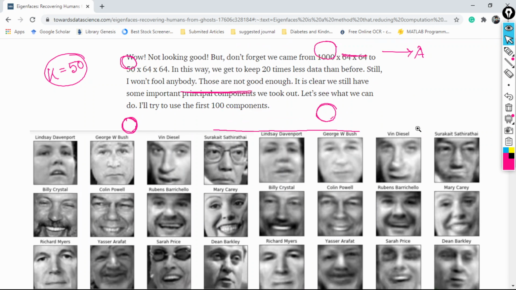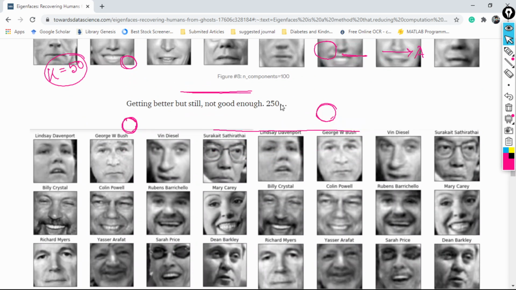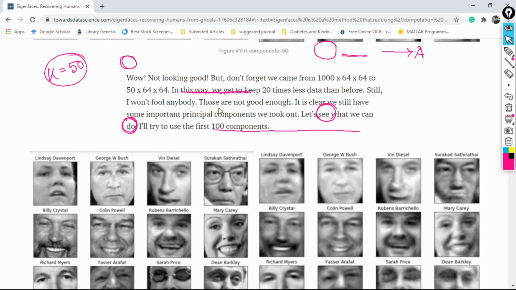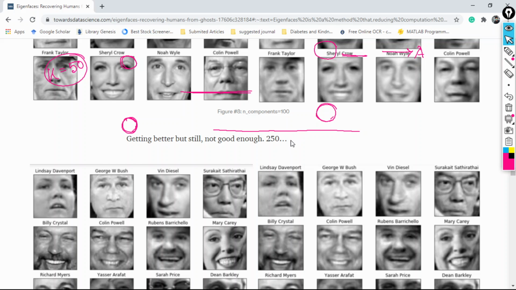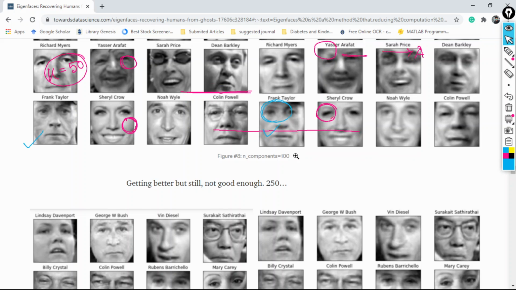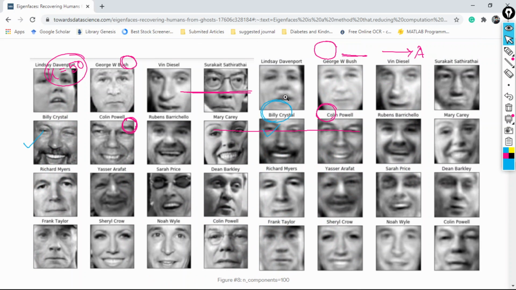Now let's go below. Here they have improved something. In the first case they took 50, here they have taken 250. Let's see. When we take 250, the pictures look better than before. Here we have k equal to 50.